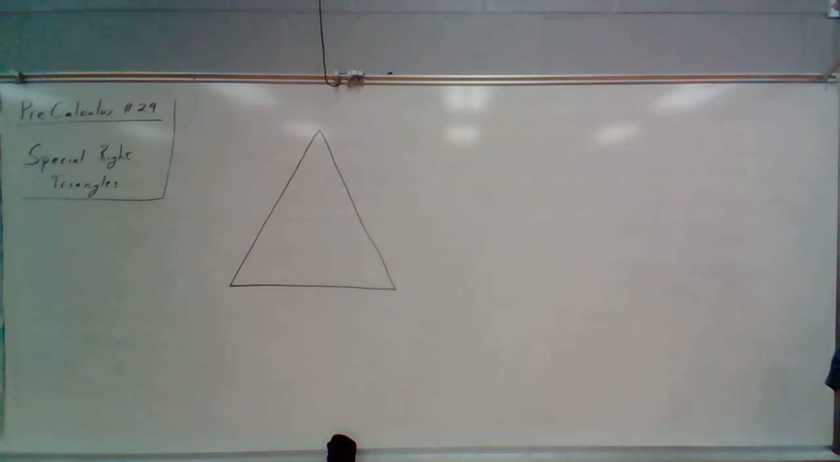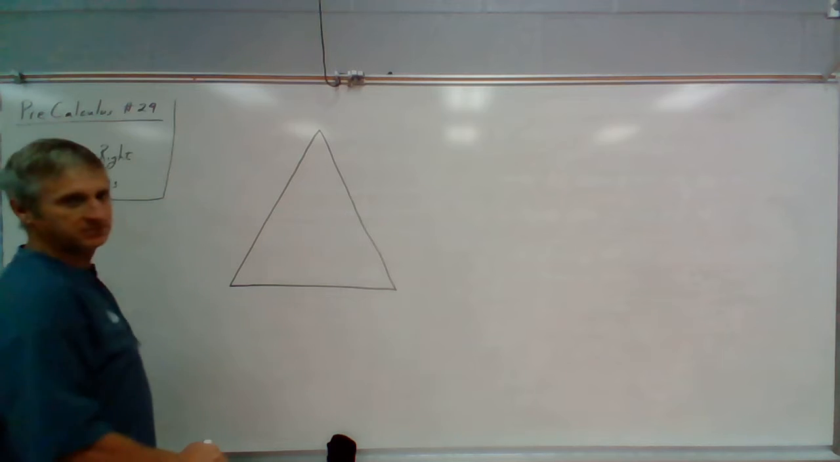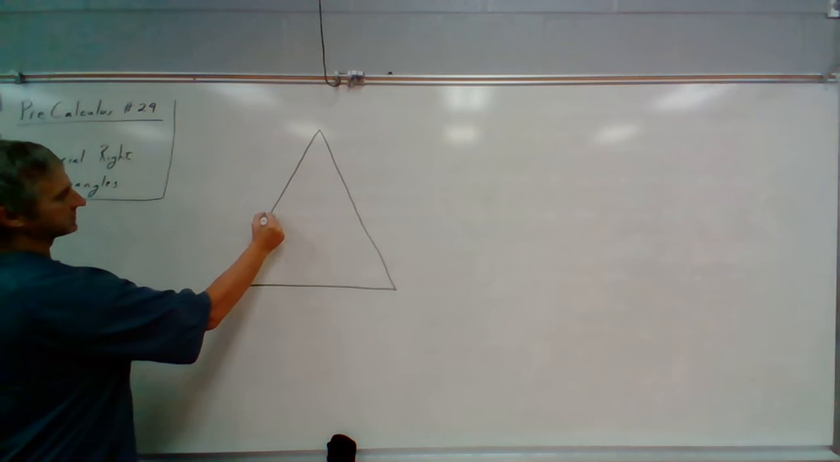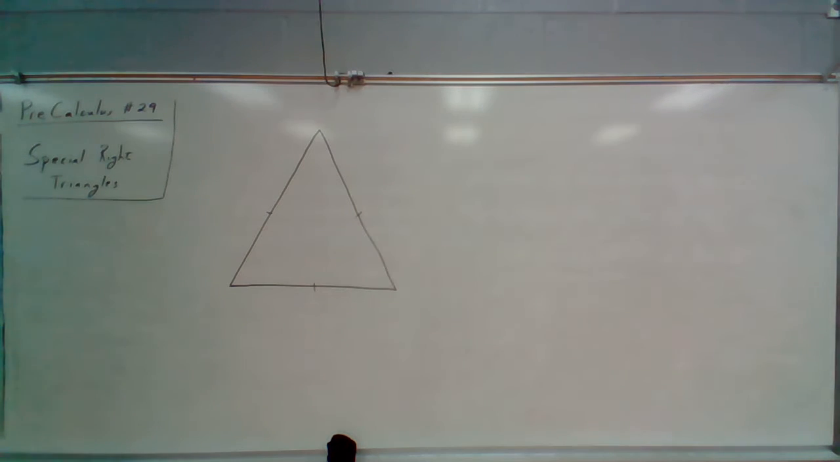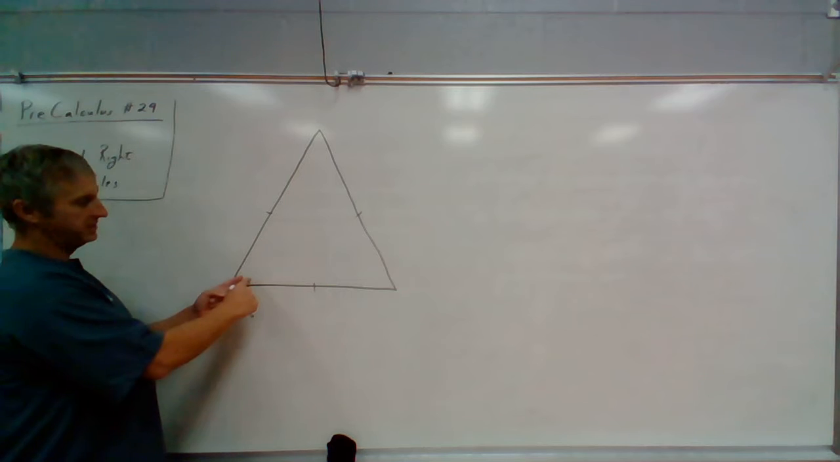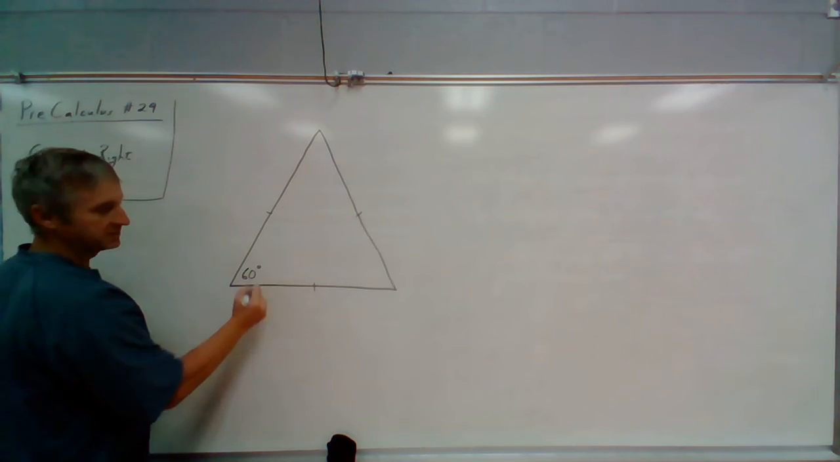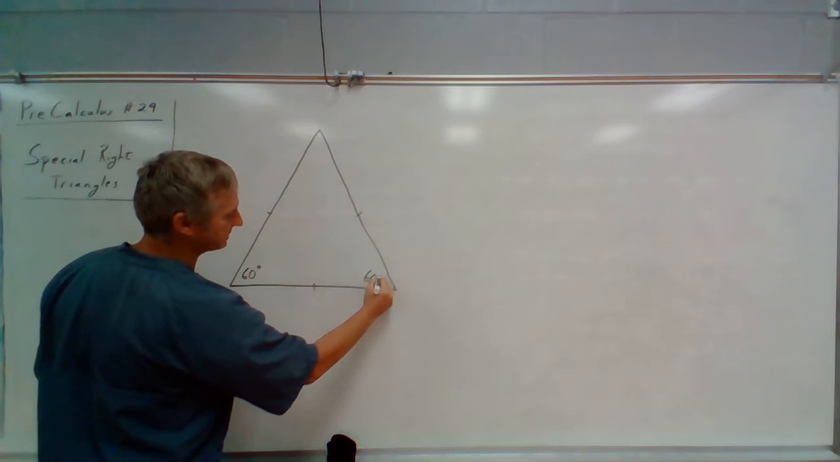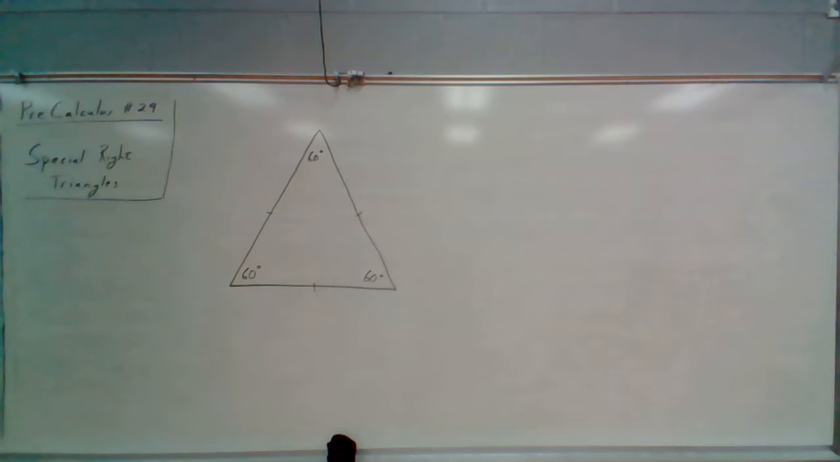All right, so now let's suppose that we have an equilateral triangle. So all three sides are the same. So this side is equal to this side is equal to this side. If you have an equilateral triangle where all three sides are the same, then that tells you that all three angles are the same. So this would be 60 degrees, this would be 60 degrees, and this would be 60 degrees. They all add up to 180.